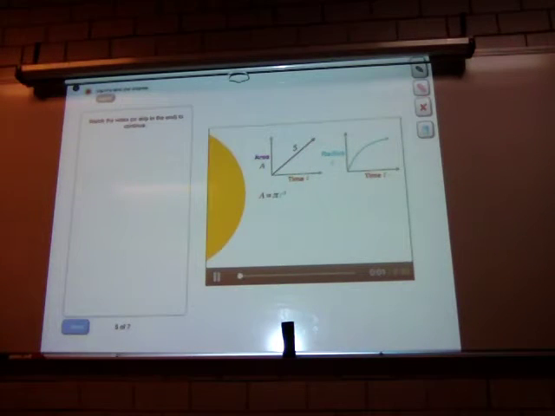Exactly. If the area is increasing at a constant rate of 5, that means that dA/dt equals 5. So if we know the rate at which the pancake's area is increasing, let's see if we can use that rate to find the rate at which the radius is increasing. We'll do that by starting with our equation that relates area and radius. And let's use implicit differentiation to take the derivative of both sides with respect to time t. Can you simplify this equation?